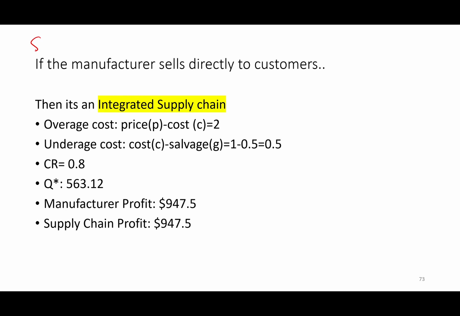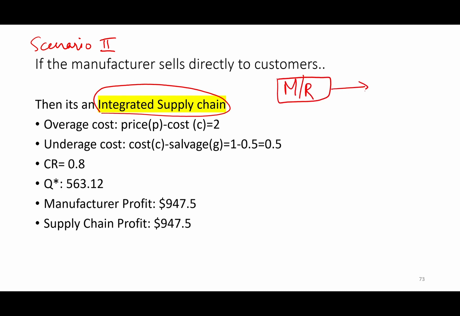Then this is scenario 2, which belongs to the integrated supply chain, wherein the manufacturer and the retailer become one single unit, and they sell directly to the end customer. Here the cost remains at 1. The selling price becomes 3. So this is the V equal to C case.